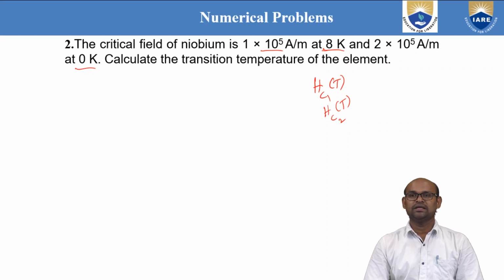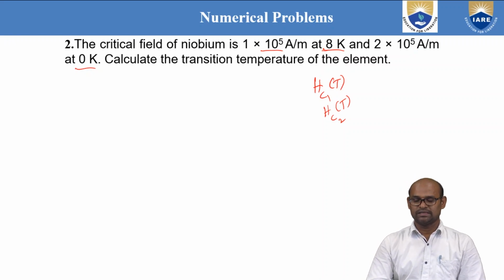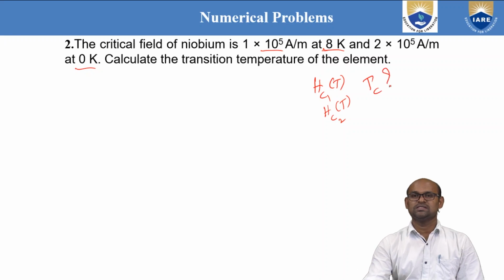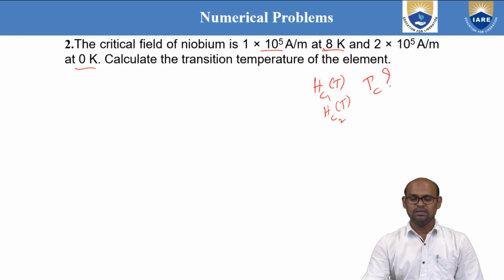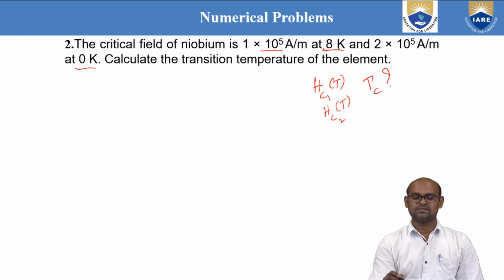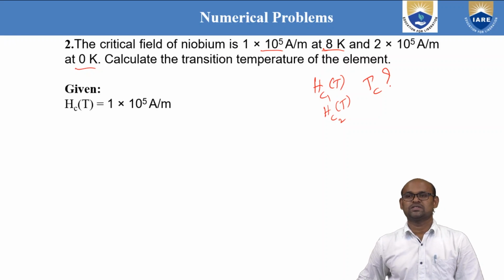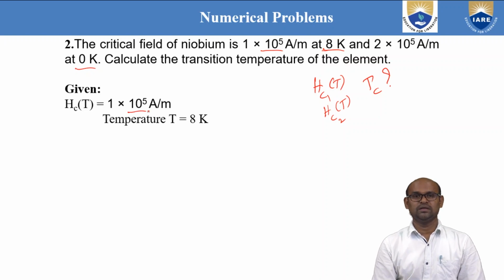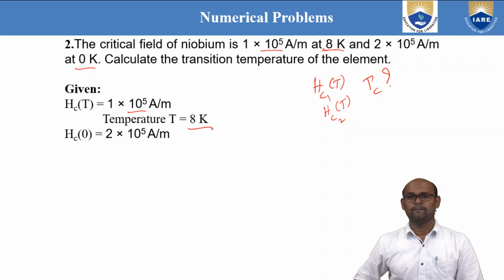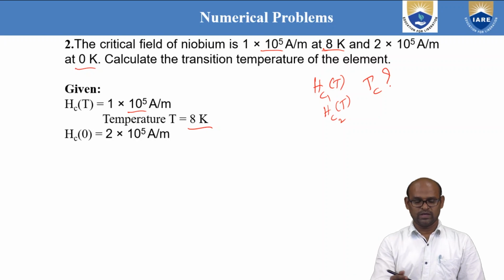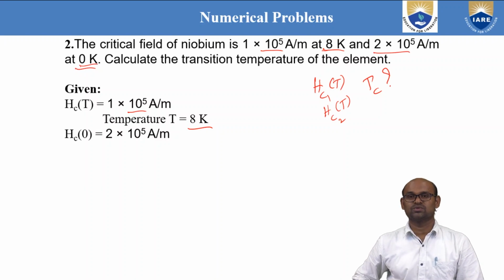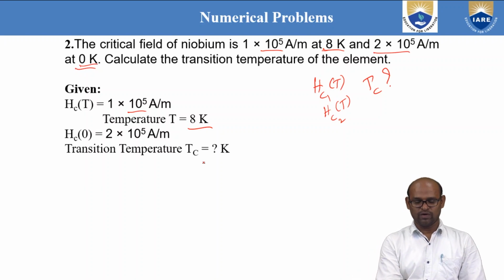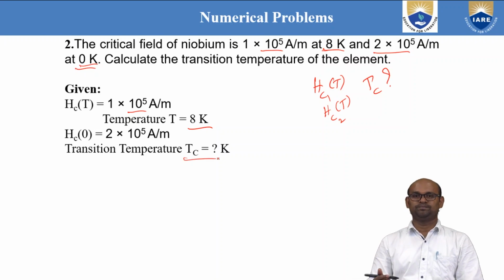Okay. So calculate the transition temperature of the element. We have to calculate the transition temperature Tc. So what is the critical temperature for this material which is having these critical fields at these temperatures? Okay. So always start with the given. They have given Hc of T, which is 1 into 10 power 5 amperes per meter, and the temperature is given as 8 Kelvin. At 0 Kelvin the critical field Hc of 0 is 2 into 10 power 5 ampere per meter, and we need to find out this transition temperature Tc.